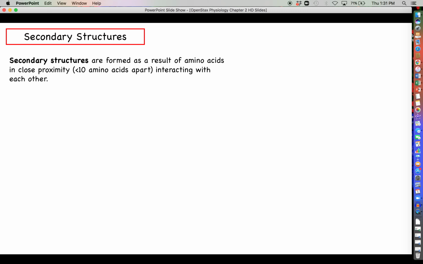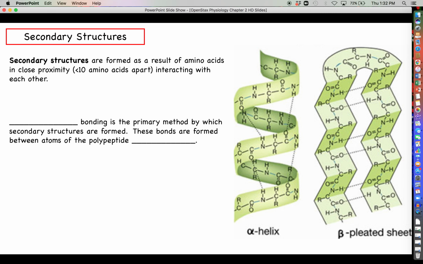Secondary structures are formed as the result of amino acids within the protein that are in close proximity to one another, meaning they are less than 10 amino acids apart from one another within the primary structure. They start interacting with one another, and this is actually going to require the carbon skeleton of the protein to have a little bit of flexibility to allow those amino acids to come together. So there are two different types of secondary structure. These are called alpha helices and beta sheets, or beta strands.